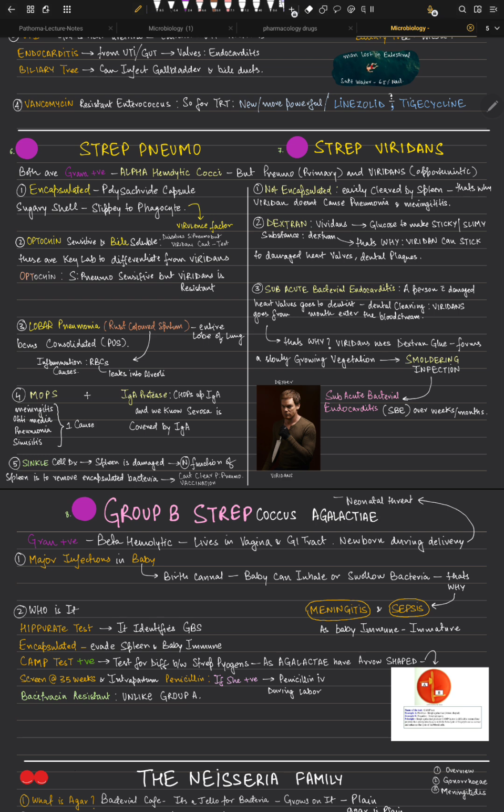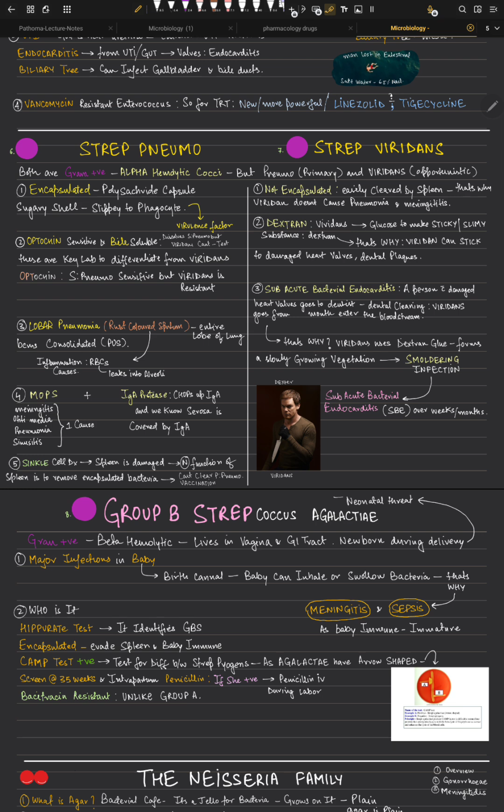So both are gram positive, right? But strep pneumo is primary and viridans is opportunistic. Primary means that it can cause some serious infection, and viridans is opportunistic. Once you have these kinds of infections, viridans will be like, okay, let's come into play. Now, if you really think why strep pneumo is more aggressive than the viridans, both are alpha hemolytic, right?